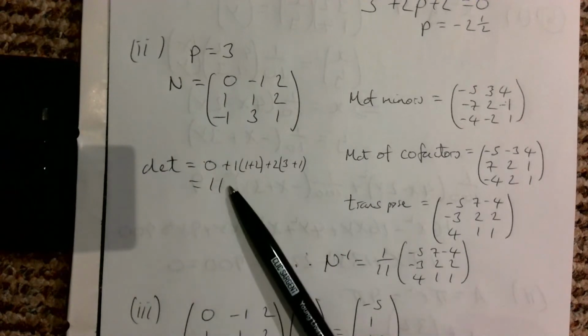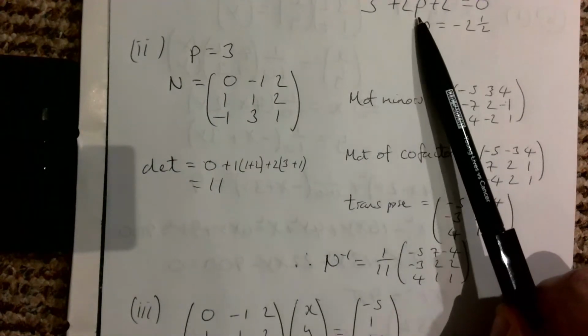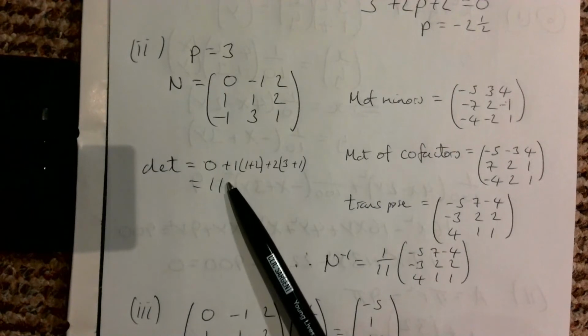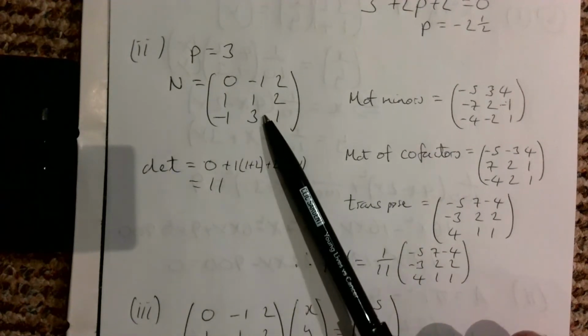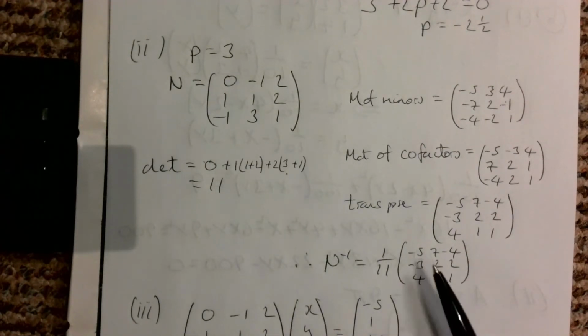And then I need to get myself my determinant. Now you can get it from up here if you think about it, but our determinant then is 11, so the inverse of this particular matrix that I've asked for is 1 over 11 upon this here. So that's the inverse of that one.